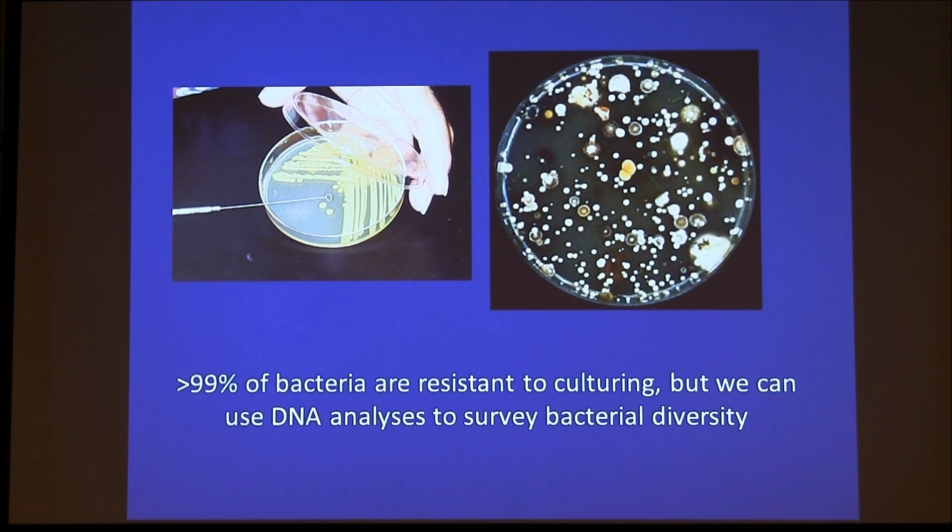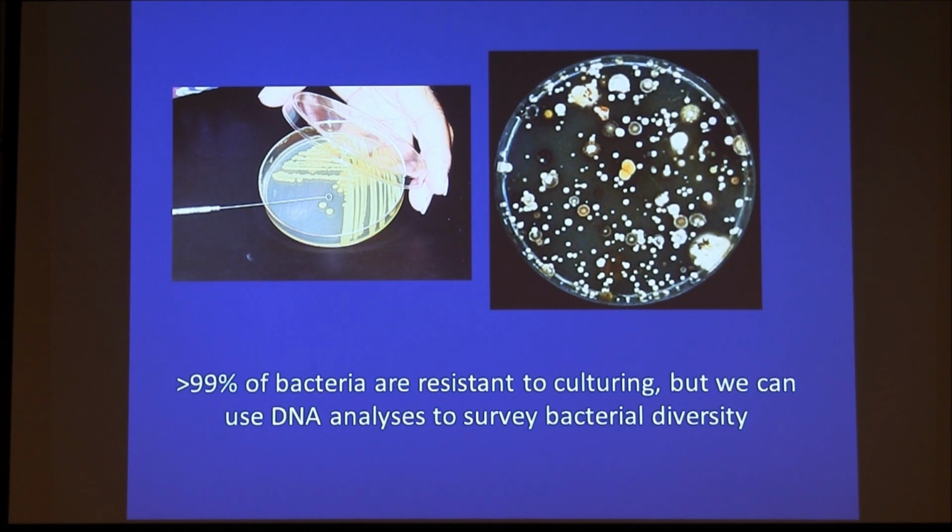And fortunately, most pathogens we can culture this way, so we can identify whether you have a particular bacterial infection and so forth. But it turns out, at least in environmental samples, more than 99% of the bacteria are resistant to culturing. So we can't get them to grow in this sort of artificial lab-based environment. But we can start using DNA analyses to survey bacterial diversity.